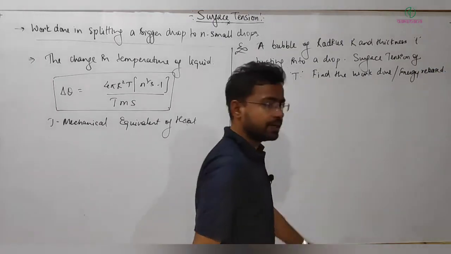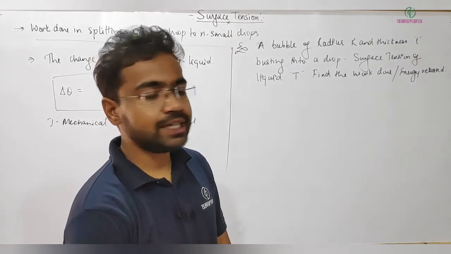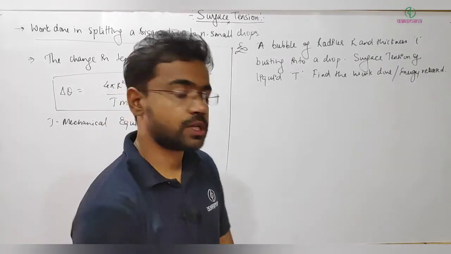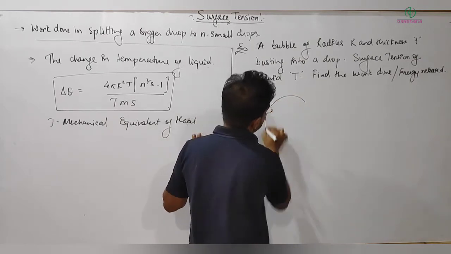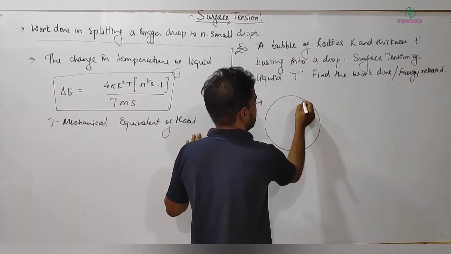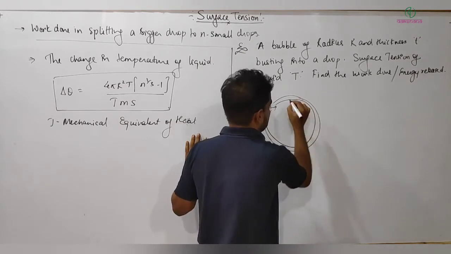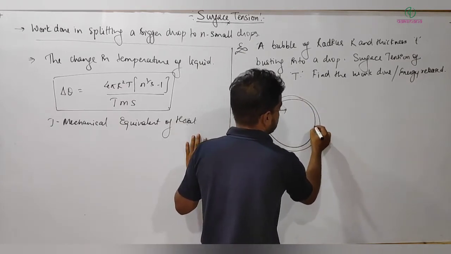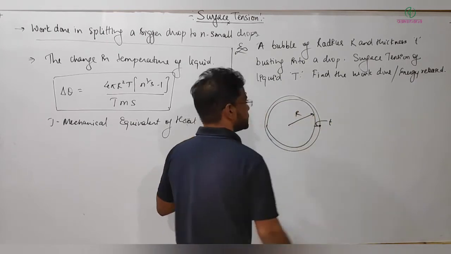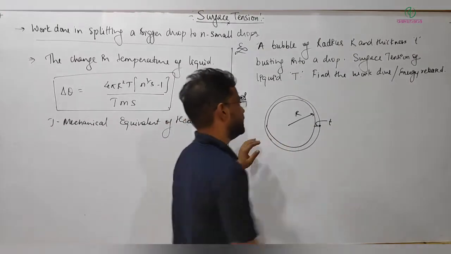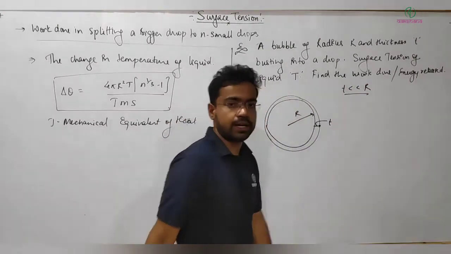So first thing is just think logically, whether you need to do some work externally or energy will be released in this process. In this process, what is happening? We are having this bubble, and its thickness, this is T, radius, take it R, and you can take actually T is quite smaller than R, it's not very large.